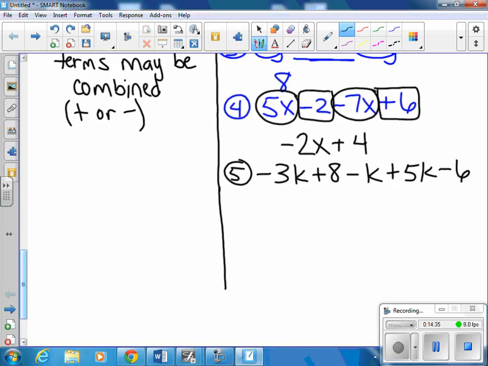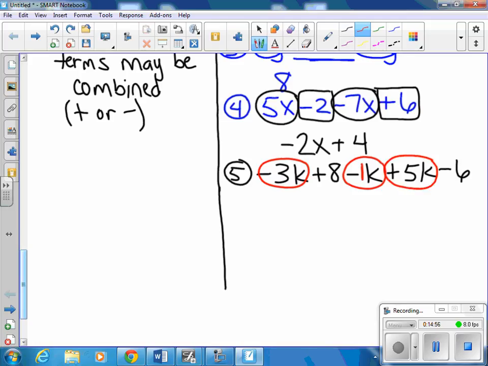All right, here's the next one, and it's got 5 terms to it, so there's some stuff we can combine and some stuff we can't. All right, so let's start with our variables. I see the letter K there, and no other letters of the alphabet, so that's got to start with K's. This is negative 3K. Then I see a negative K right here, but remember the number that goes with it is that invisible 1 that you can't see. Okay, and then this is a positive 5K.